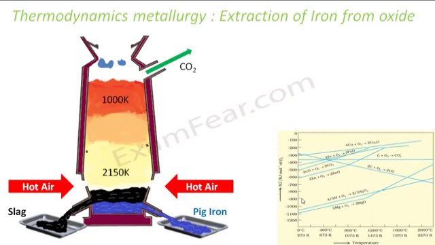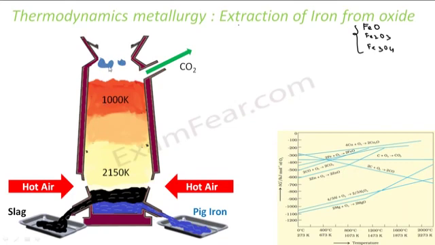We know that the ore of iron is generally in the oxide form, right? So this is the common ore we have: FeO, Fe2O3 and Fe3O4. These are the common ores for iron. These oxides of iron are mixed with limestone and coke. This is a blast furnace. We'll talk about the blast furnace.